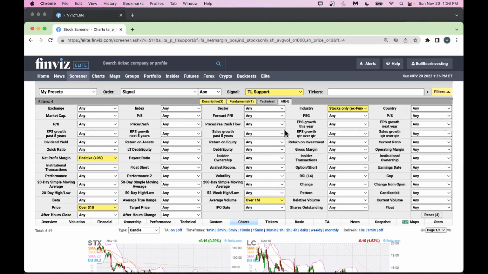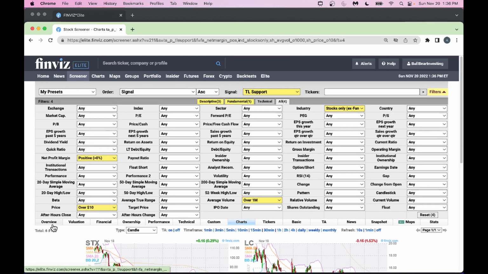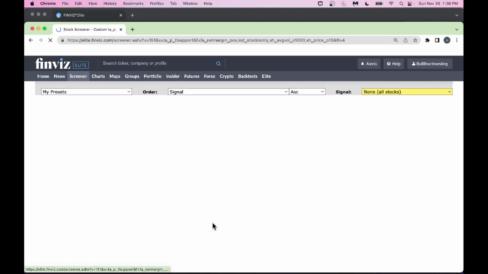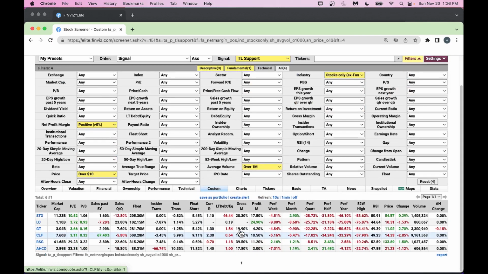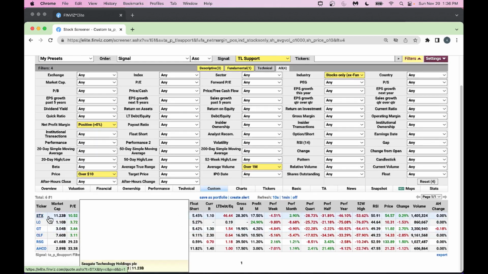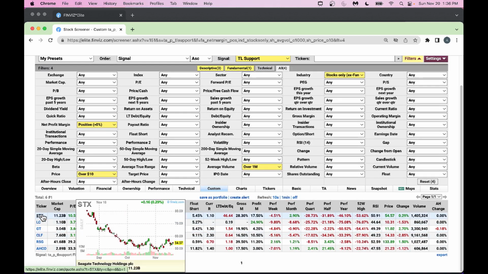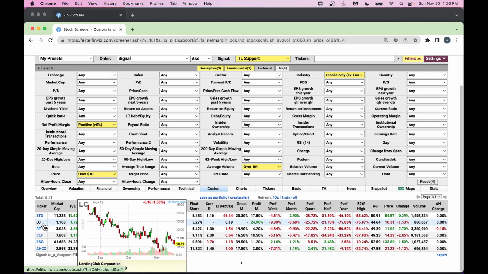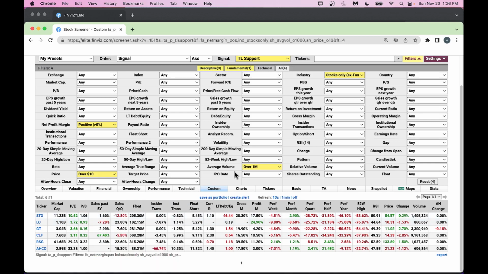Now we got trend line support, and I can go on the overview, or I could go into my custom view that I highlighted here. Look, trend line support. Right now we got 6 stocks here. We got Seagate, STX, and we got LC, and so on and so forth. All average volume more than 1 million and price more than $10.